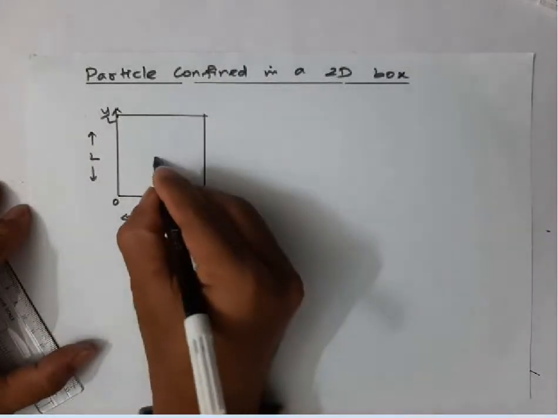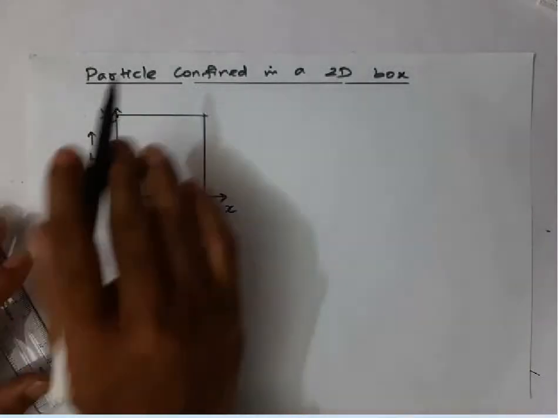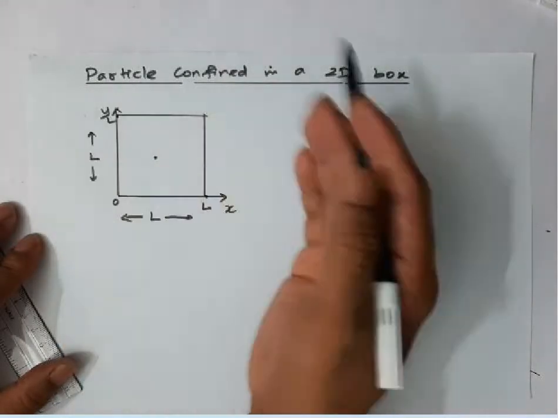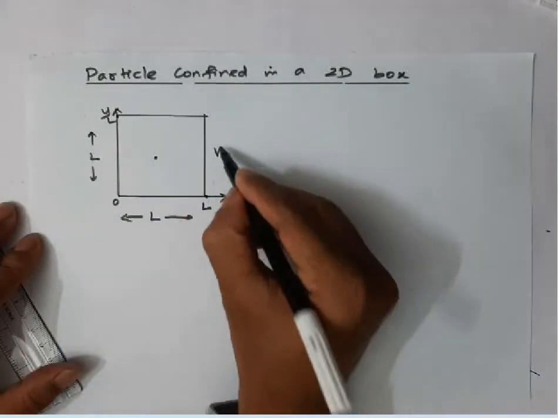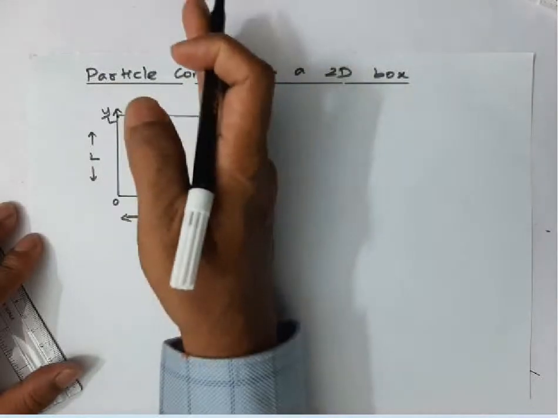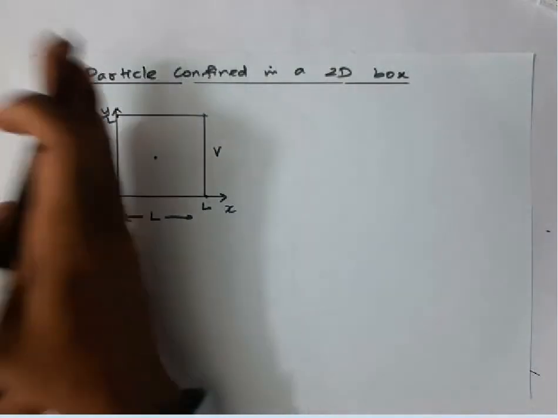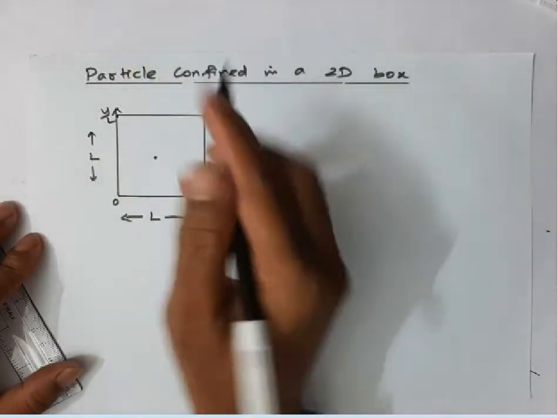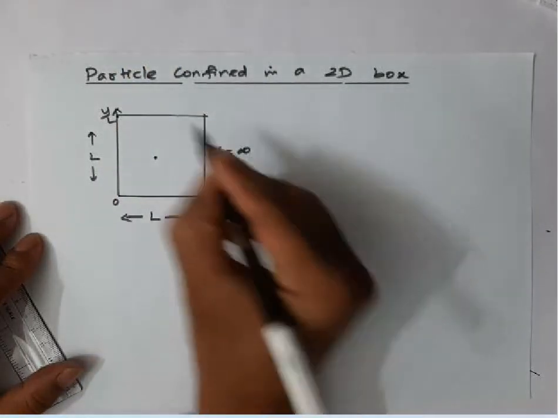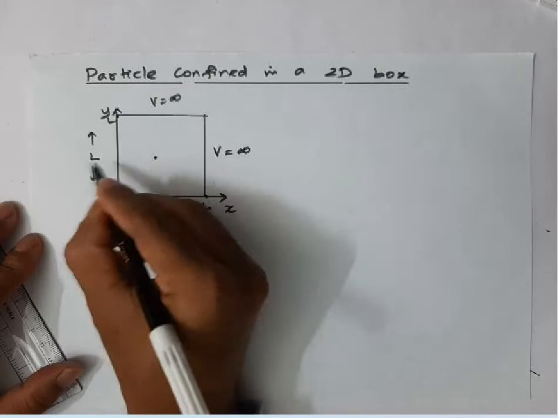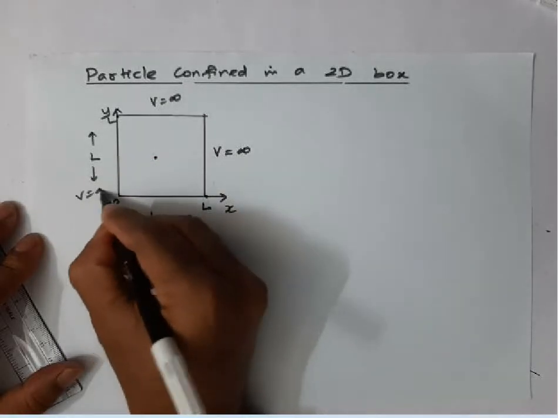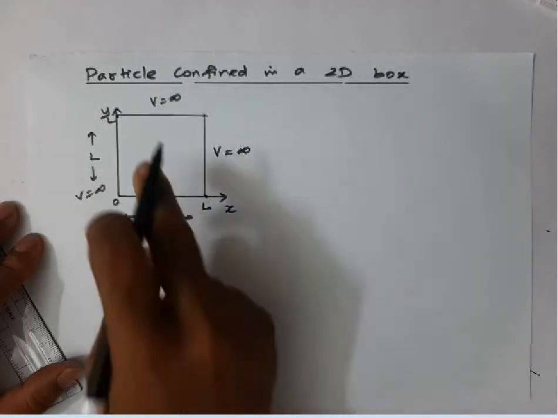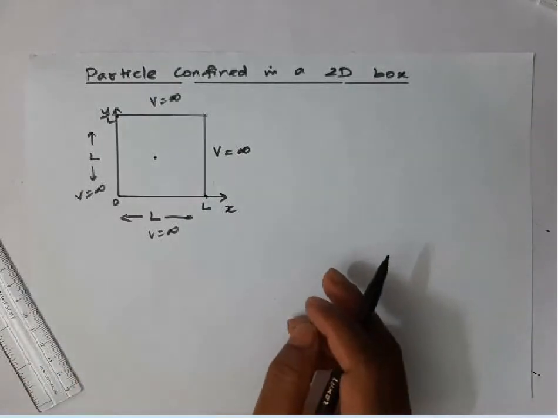Assume that the particle is present only inside the box, it cannot jump out. That means the potential energy on the wall, so here we have wall, here we have wall, here we have wall, and here we have wall, and outside the wall is infinite. Potential energy on the wall and outside the wall is infinite. Therefore, the particle cannot jump out.